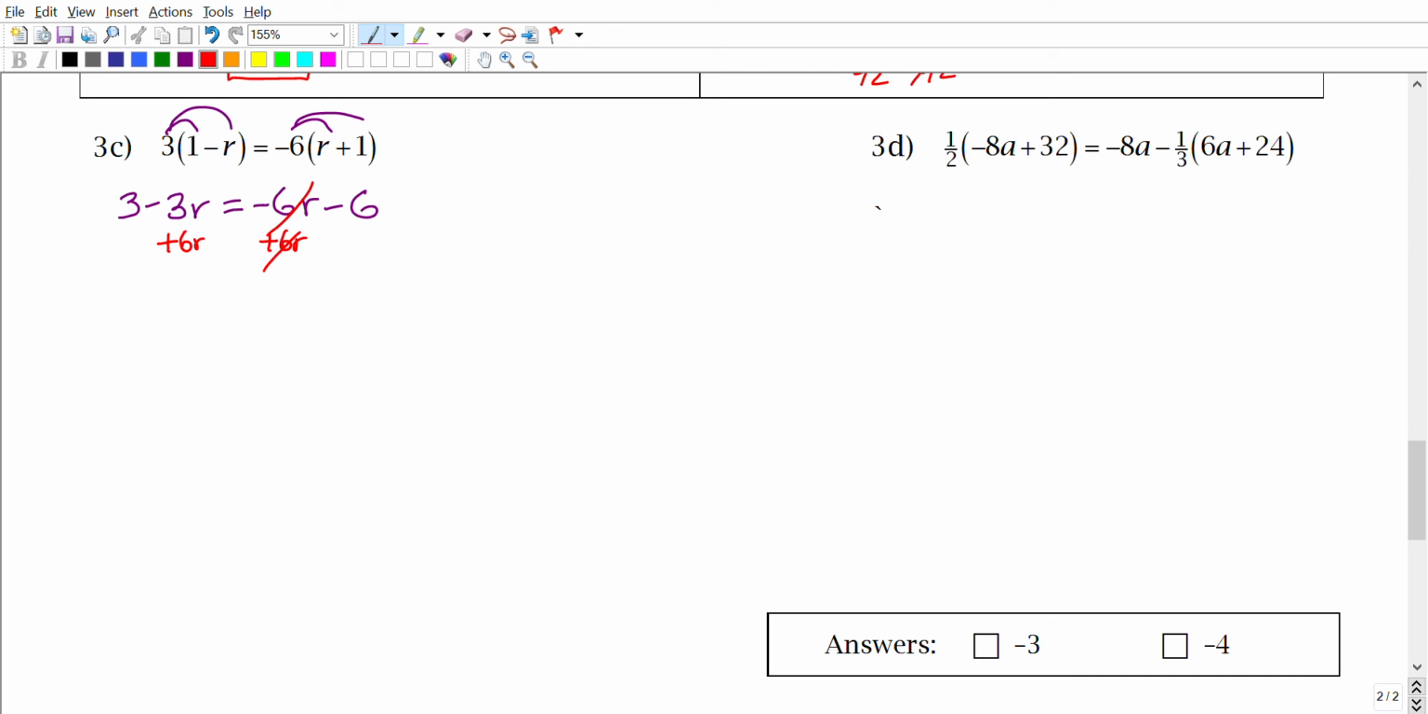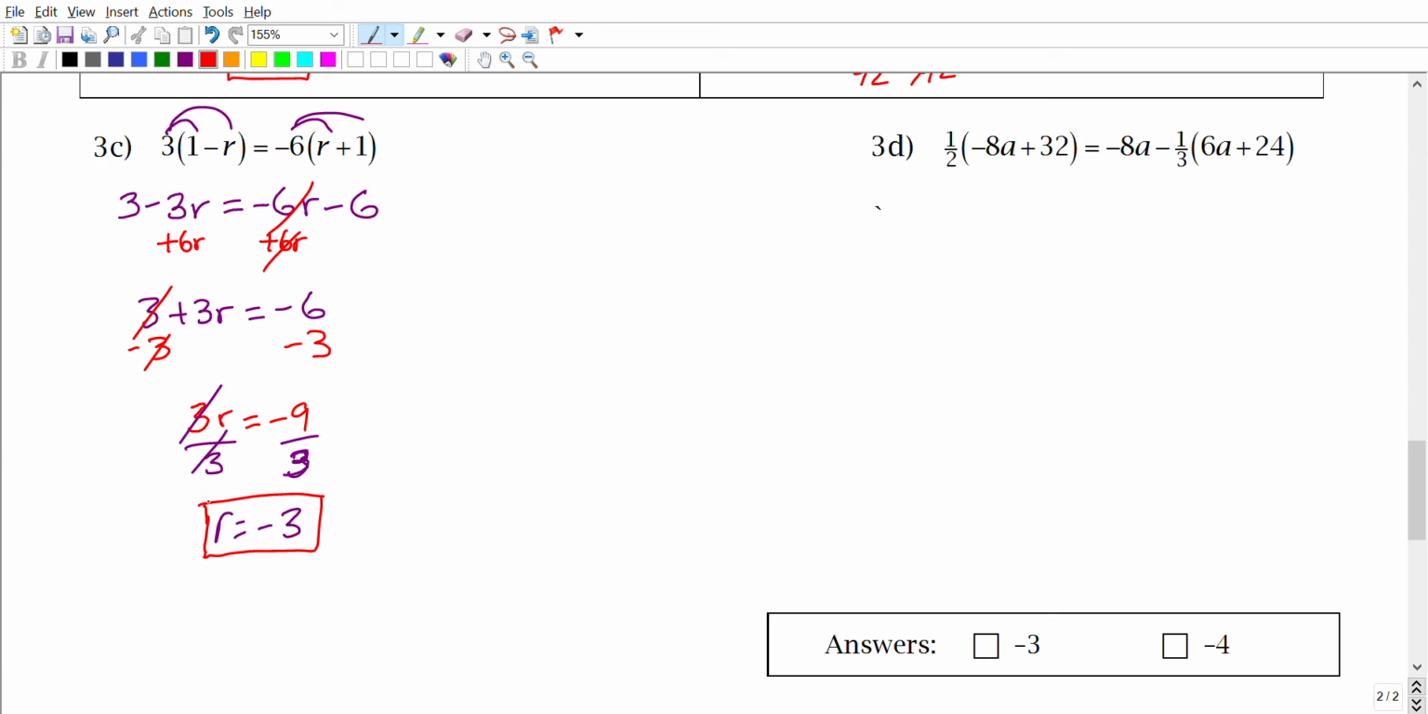Okay, what do I get? I get 3 plus 3r equals negative 6. Continue with SADMAP. Subtract the 3 first. Okay, so I get 3r equals negative 9. Divide by 3. These 3's cancel. I get r equals negative 3. All right, good.